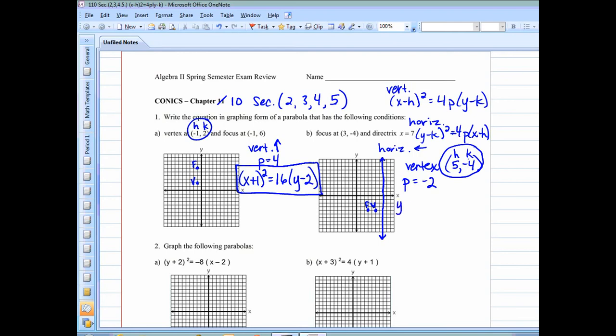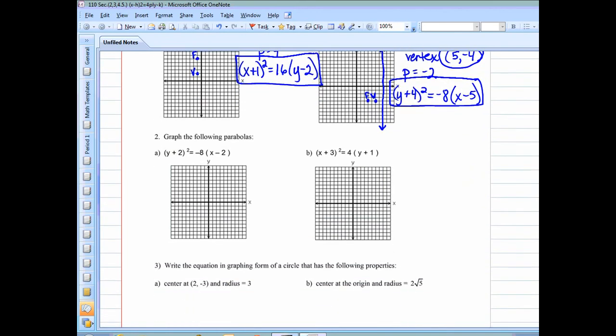So we're ready to write our equation. The horizontal is y first, and it's minus k, so that's a plus 4 quantity squared equals -2 times the 4, because it's 4p, so that'd be a -8 times the quantity x minus the h, which is a -5. That's the equation of that parabola.